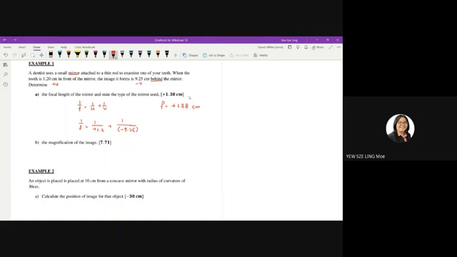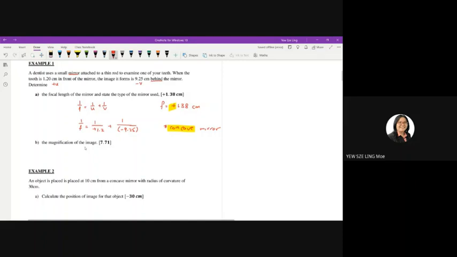So if your f is positive, then what type of mirror is it? It is a concave mirror. So you have a concave mirror right here. How do I know it is a concave mirror? By looking at the sign convention for f, because my f is positive. Because f is positive, therefore it is a concave mirror.